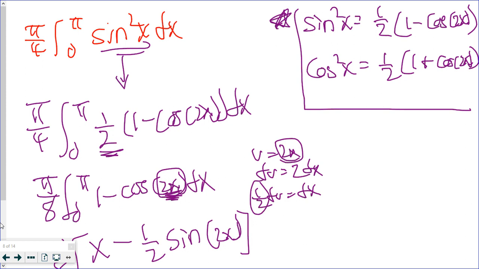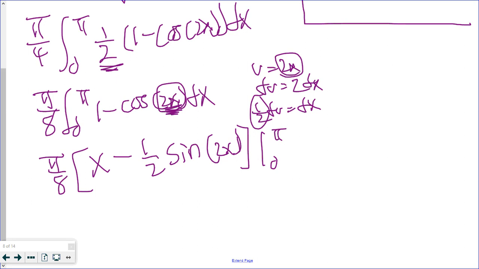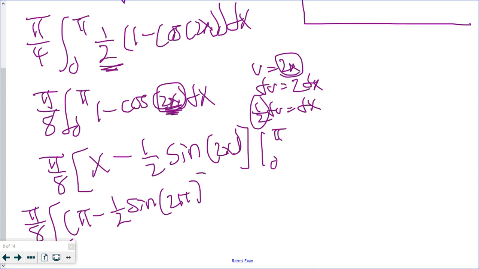Okie dokie then. And this is going to be integrated from 0 to pi. So I got pi over 8 integral of, and then I got pi minus 1 half sine of 2 pi, minus, and then 0 minus 1 half sine of 0. Or 2 times 0, I guess.